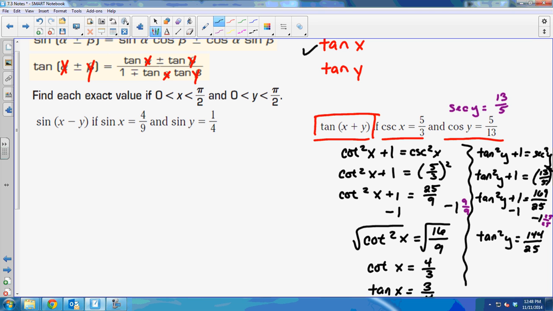144 over 25. Right here? It's just secant. 13 over 5 is what's in the parentheses. So I've squared 13 over 5. I've subtracted 1. And so far I've got tangent squared y equals 144 over 25. So you take the square root, and tangent y equals 12 over 5.